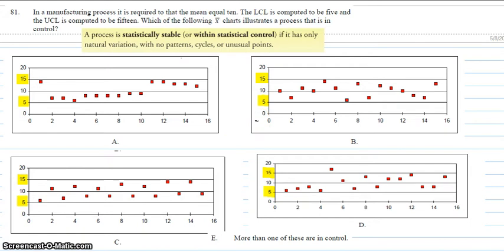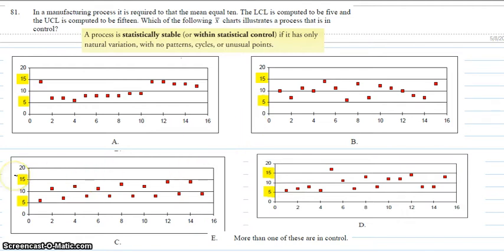Graph B, it has natural variation. Those points are all over the place. They don't appear to be exceptionally low or exceptionally high or anything of that nature. There's no patterns or cycles, and there's no unusual points. So right now graph B looks pretty good. Let's check the other graphs.